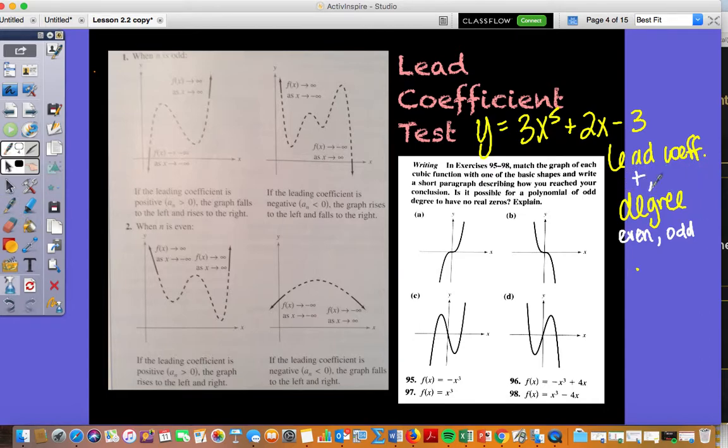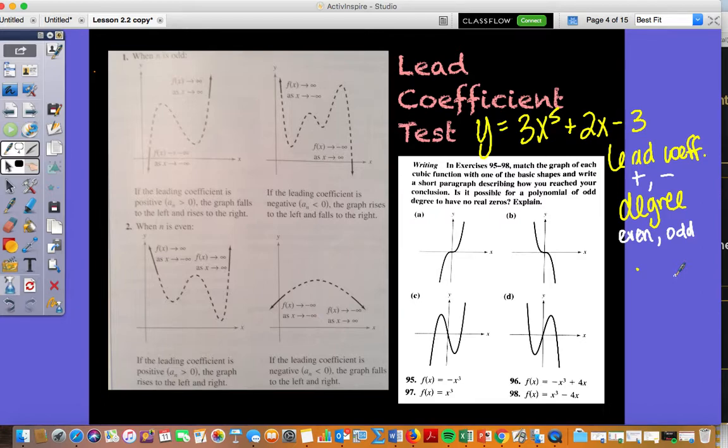So it could be positive or it could be negative. Okay? Now think with me for a second. If the lead coefficient is negative, meaning what's the lead coefficient? The number in front of the highest degree. If that is negative, then what we'd say is that it would be going down both left and right. So what we would say is it will fall left and fall right.